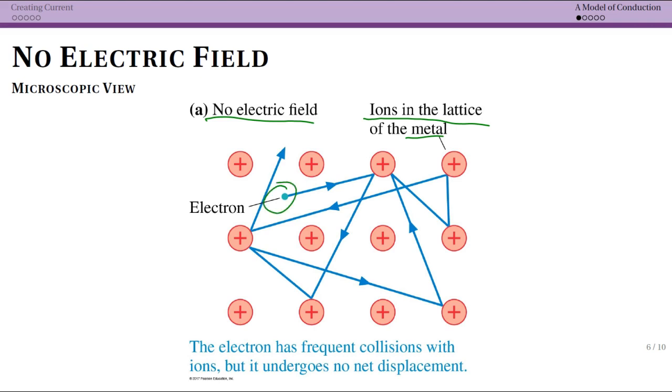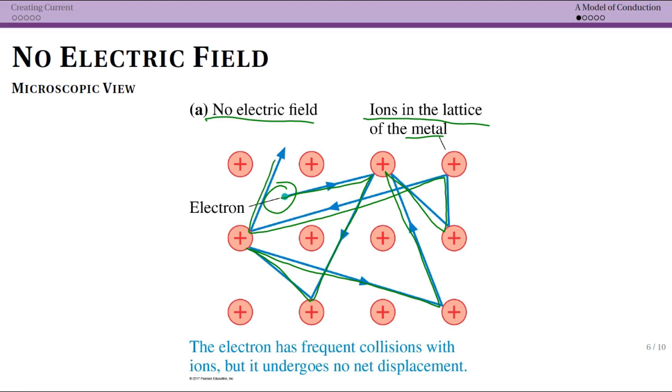The electrons are actually going pretty fast. This does depend on the temperature of the metal, but at room temperature, they are going pretty fast. Now, in between ions, they're going to go in straight lines, right? But then they interact with the ion and they bounce off in a new direction and so forth, bouncing around. Now note that as it does this, it isn't actually going anywhere.